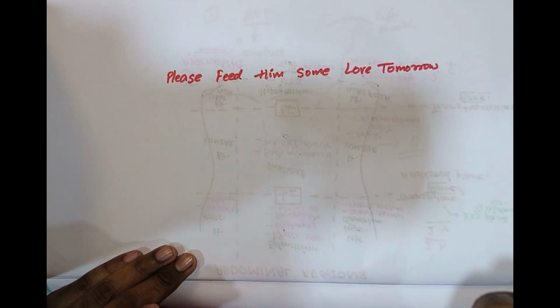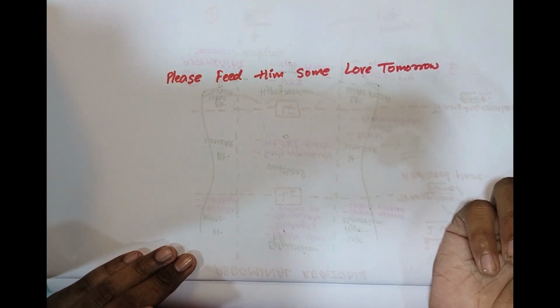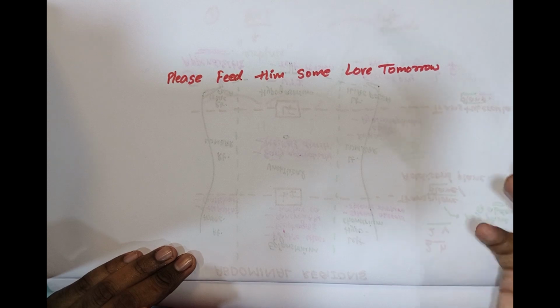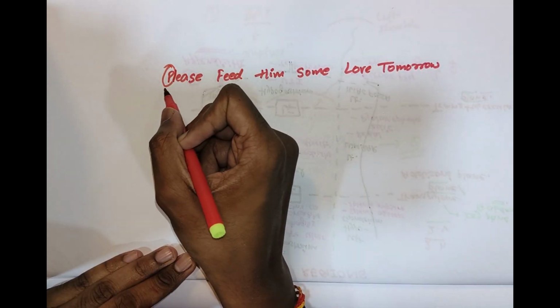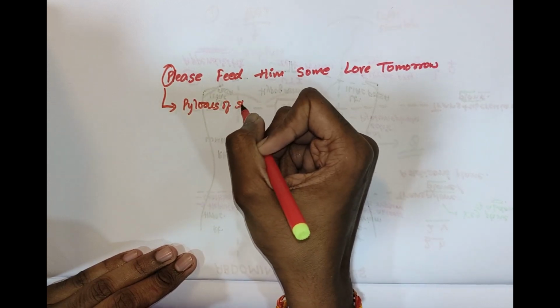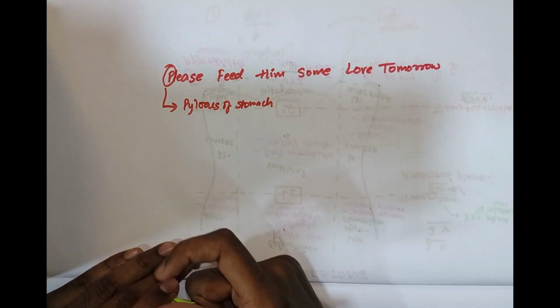One structure out of all the structures that it transects is very understandable, which is the pylorus of the stomach, because it is in the name itself, transpyloric, which means the pylorus of the stomach. So the first letter P means pylorus of stomach.